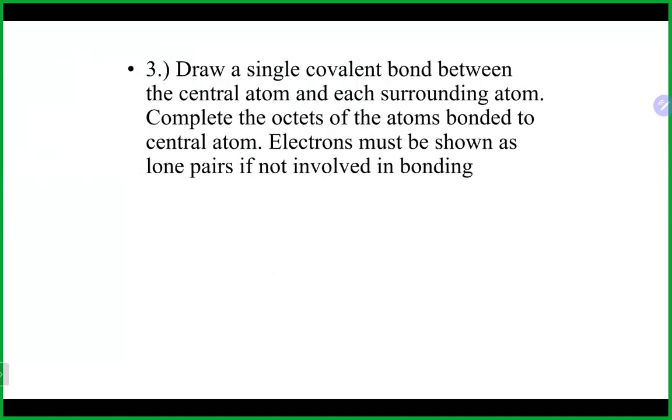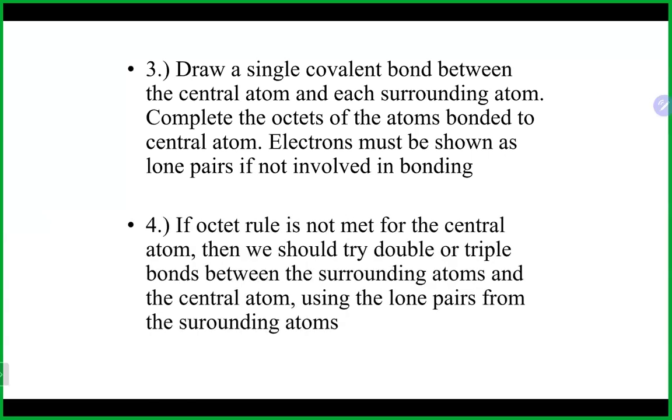Once we have the arrangement, you're just going to take your central atom and do one single bond from the center atom to all the outside atoms. Remember that each line represents 2 electrons. That will use up a certain number of electrons from your total.